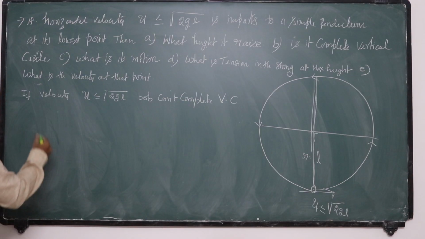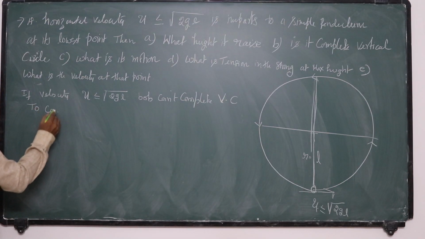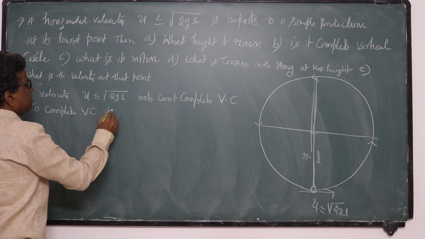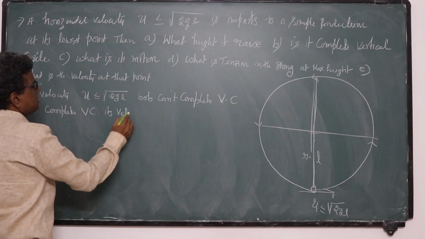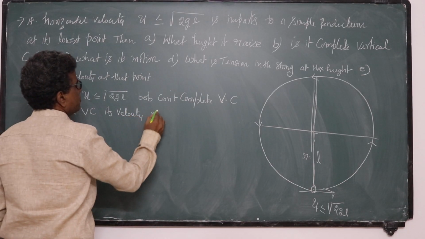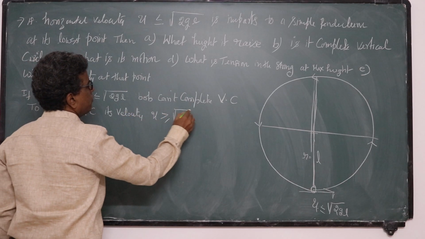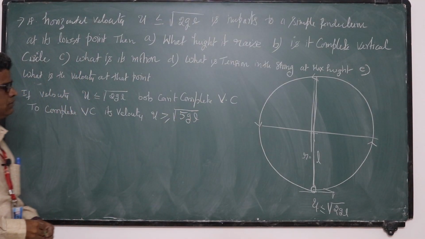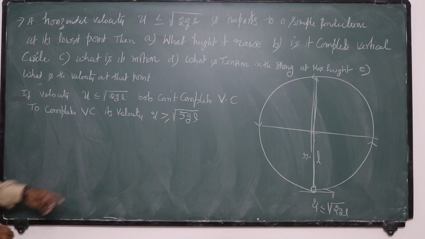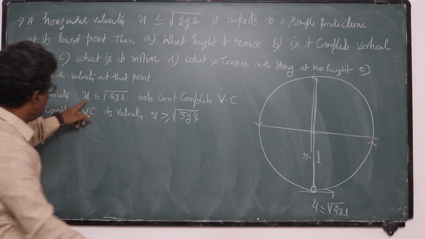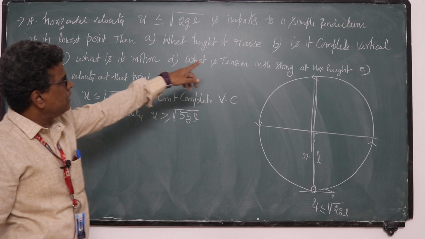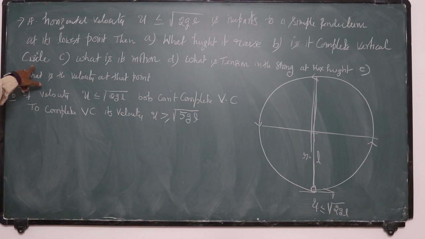To complete the vertical circle, its velocity u should be greater than or equal to root 5gl, which we already discussed. The minimum should be root 5gl. Here it is less than that. So this is the answer for question B: the bob cannot complete the vertical circle. So the answer for B is over.